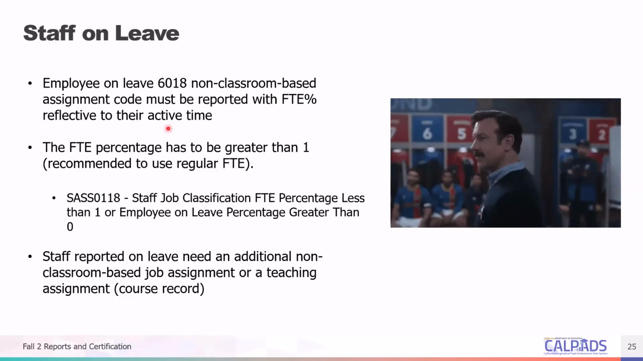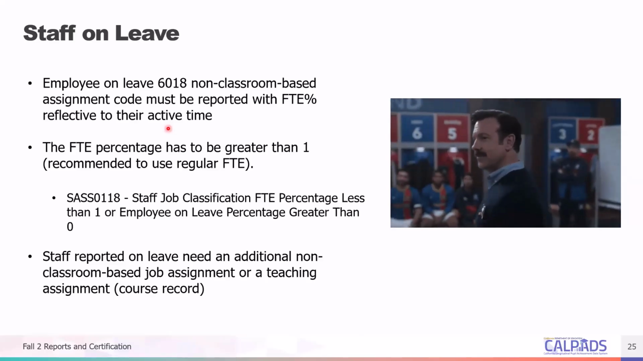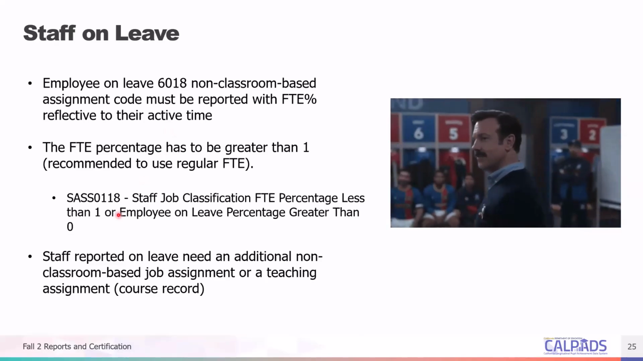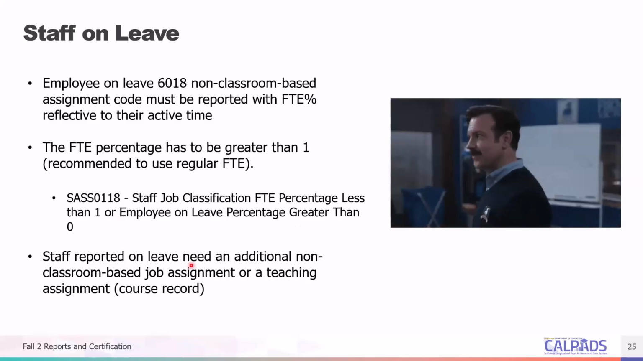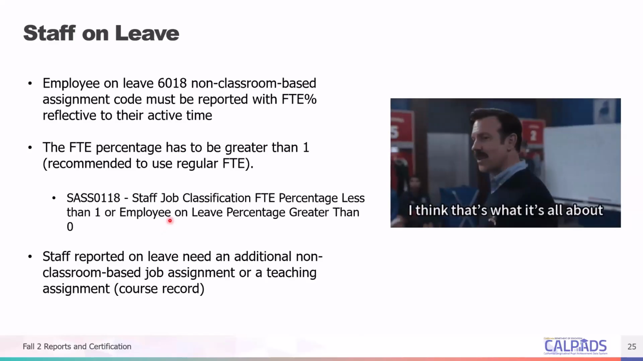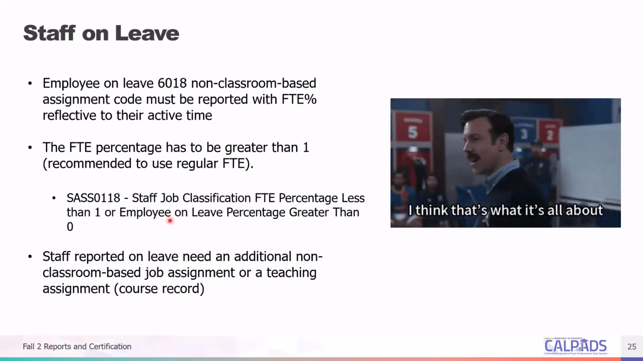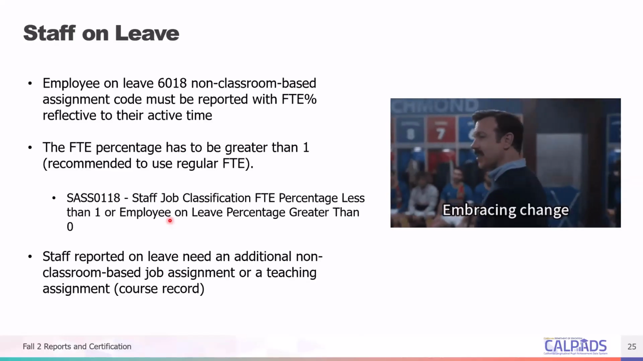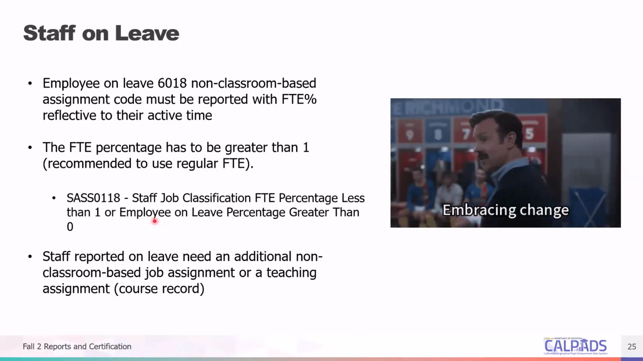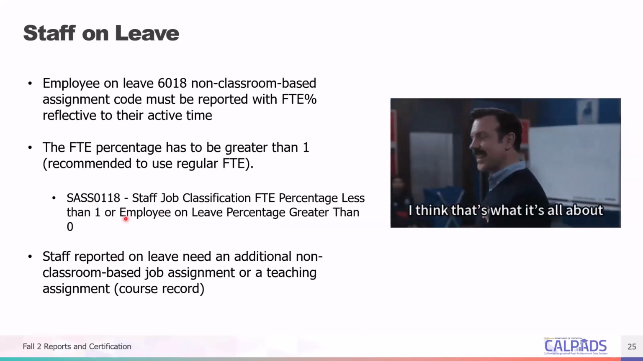And then if that teacher was 100% FTE as a teacher prior to them going on leave, then the FTE would be 100%. Okay? The FTE percentage must be greater than 1, and it is recommended again to use the staff member's regular FTE. This requirement aligns with SASS 0118, which is the staff job classification FTE percentage less than 1 or employee on leave percentage greater than 0. So if you report the regular FTE percentage of that staff member, you would avoid triggering this error.